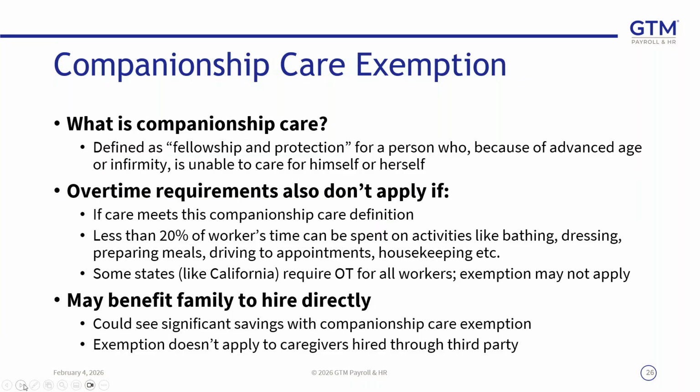The work is defined as things necessary to care for an elderly patient. Bathing or dressing the patient, cleaning, and cooking are some of those activities. Only 20% of a caregiver's work time can be spent doing these sorts of activities to qualify for that exemption. That means the rest of their time is spent with fellowship and protection. They can be watching TV, doing puzzles, playing cards, or doing whatever it is that's not necessary to care for that elderly patient. It's also important to know the exemption doesn't apply to caregivers that are hired through a third party. So if a family thinks that they can take advantage of the companionship care exemption, hiring privately and not going through a third party could be a big financial benefit.